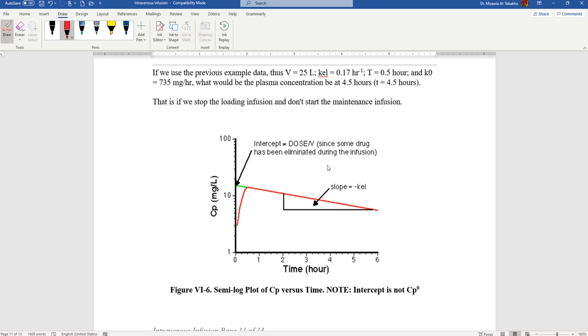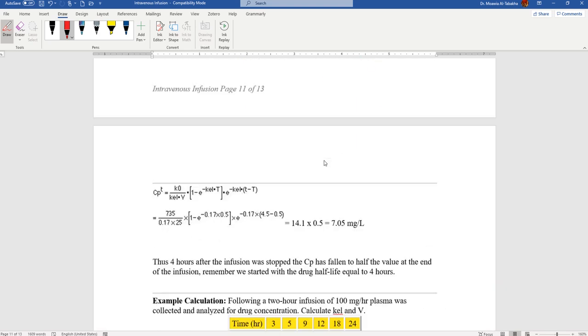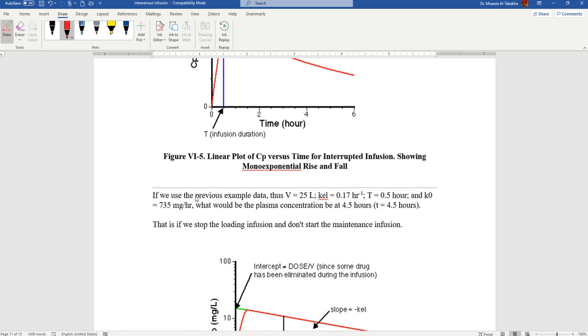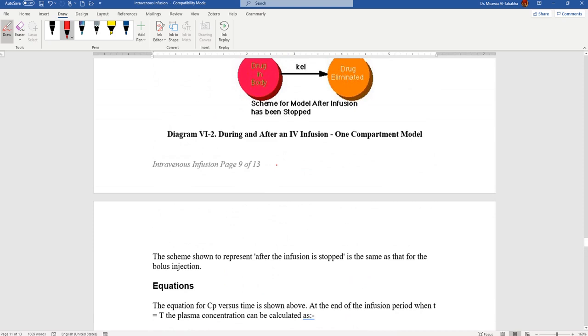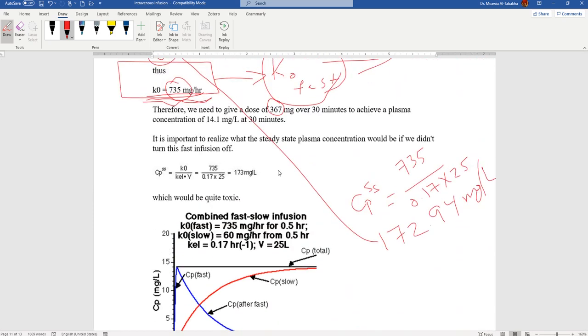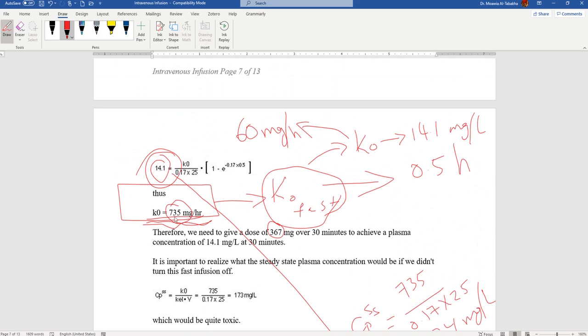Okay, now this is an important example that you will see. It says if V equal to 25 liter, KL 0.17, T capital half an hour, K0 is 735 milligram per hour. What would be the plasma concentration at 4.5 hours? Did you understand what we said here? Okay, you remember when we started the fast infusion? Before we started fast infusion, it was 735, and it was for half an hour, right?